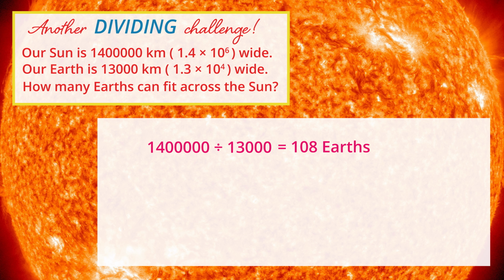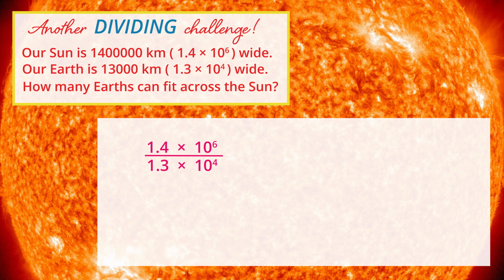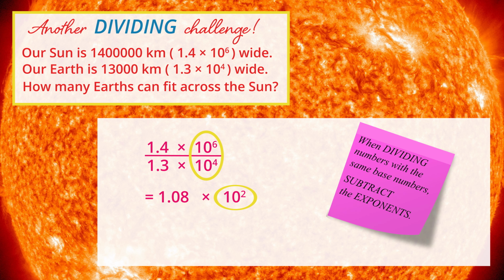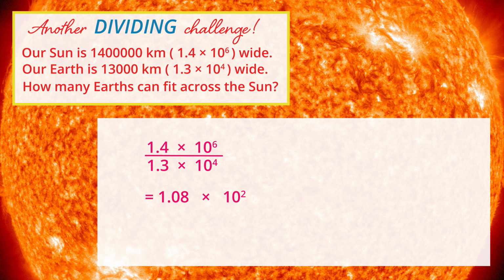Now we'll do the same question and divide using scientific notation. We'll write the numbers like a fraction. 1.4 times 10 to the exponent of 6 divided by 1.3 times 10 to the exponent of 4. 1.4 divided by 1.3 is 1.08. Now 10 to the exponent of 6 is divided by 10 to the exponent of 4. When dividing numbers that have the same base like 10, we subtract the exponents. So 6 minus 4 is 2. That's 10 squared. 1.08 times 10 squared is about 108 Earths. That's the same answer.